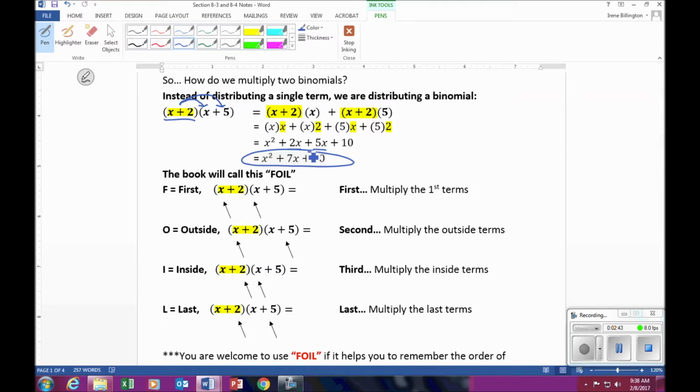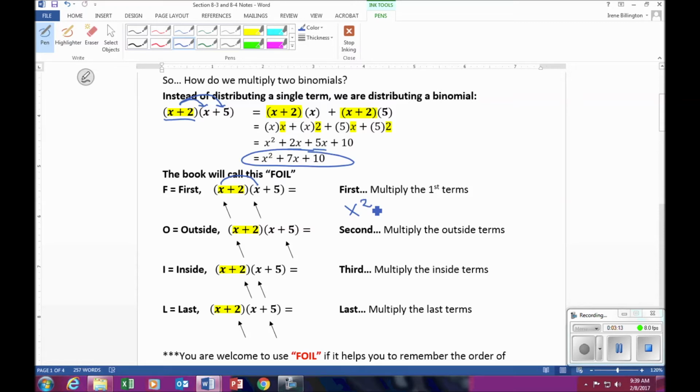This process can be referred to as FOIL. FOIL is simply a way to remember what order you should be multiplying your binomials. FOIL stands for first, outside, inside, last. So we start out by multiplying the first two terms. So I multiply x and x. That gives me x squared.